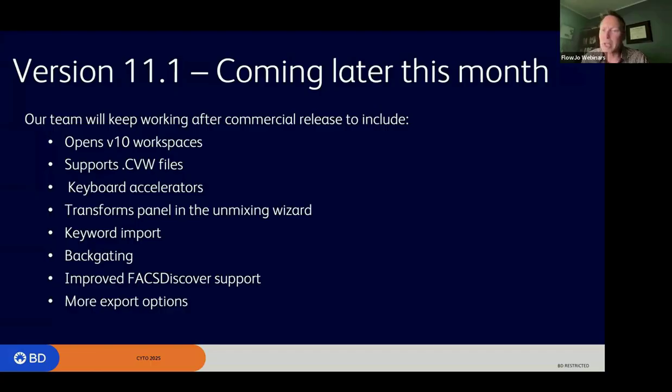You can do keyword import, as I mentioned in the slides. Backgating will be built into the graph gallery. We're going to improve the FACS Discover support to handle bigger, heavier, more fun FACS Discover files, and we will add quick exports, a way to very quickly take any part of the program and copy it and paste it from the clipboard so that you can get things out a little bit more easily. All right. That is 11.1, soon to come.